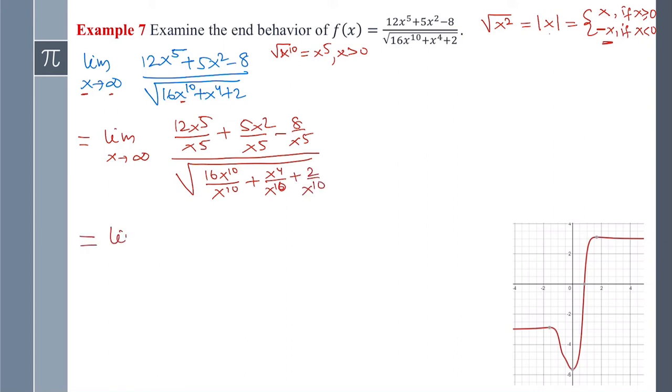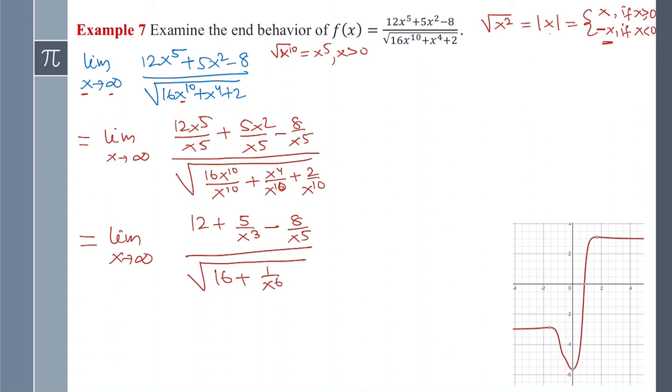Now the limit as x approaches infinity: this is 12 plus 5 over x cubed minus 8 over x to the 5th, divided by the square root of 16 plus 1 over x to the 6th plus 2 over x to the 10th. Now when we are finding the limit, this approaches 0, this approaches 0, this approaches 0, and this approaches 0. So basically we have 12 divided by the square root of 16, which is 4, and the limit is 3.